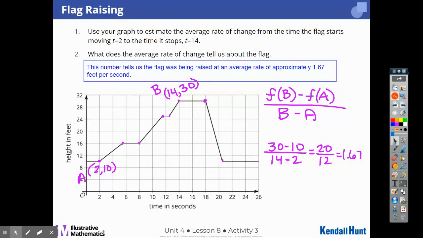So those key features that we were talking about earlier, where it started, the intervals where it's pausing and staying the same height, and then when it reaches its maximum and starts to come back down, are important features of the graph that you need to be able to identify and kind of draw out for different situations.